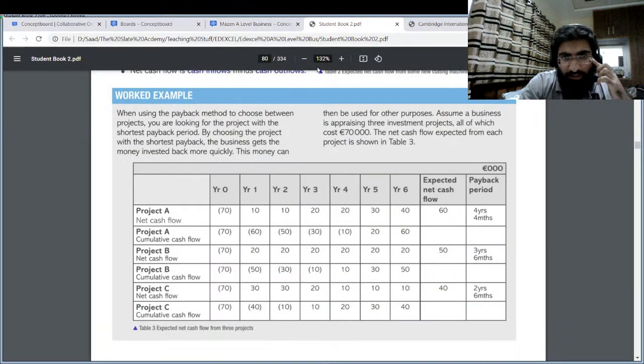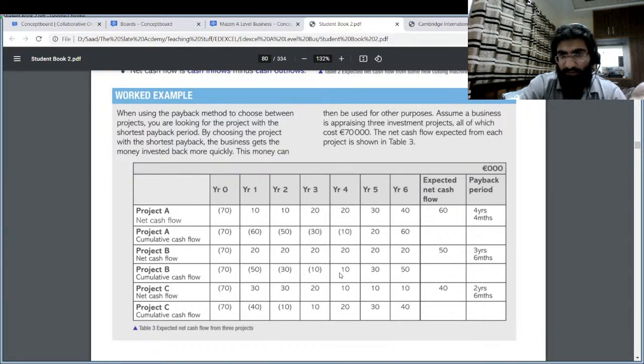Could you quickly do it for project B? The answer is given over here, but let's see if you are able to get this answer or not. The way the data could be given in your question, if it's given in a difficult form, you'll be given just the cash flows, and if they want to make things easy for you, along with these cash flows, they might give the cumulative cash flow.